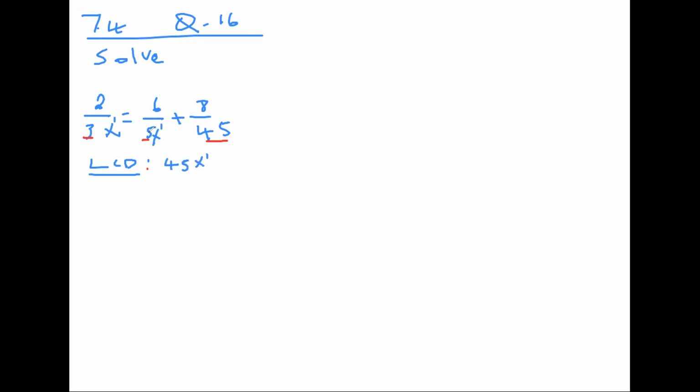So you have 3, 5, and 45. The LCD is that. Then you go to the variables. You take the variable with the lower power. In this case, it's the same, so we're going to take x to the first. That's the first step, find the LCD. Then we're going to multiply the whole equation by the LCD.